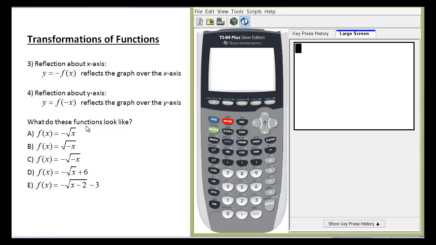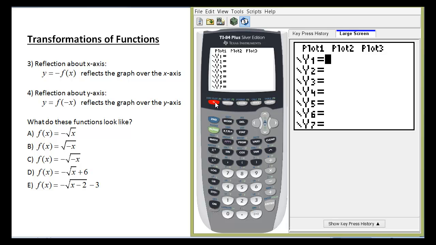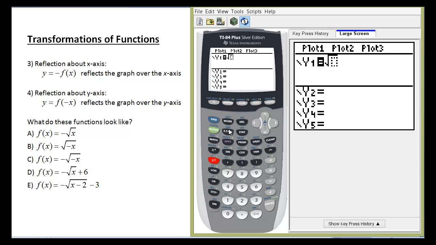So using the square root function is a really good function to see reflections appear. Let's start off on our calculator with the square root function. To get to that, you have to use the square root down here, which is right above x squared. So I'm going to hit second square root, put in my x, and I only recommend you do this once as you're graphing these things.